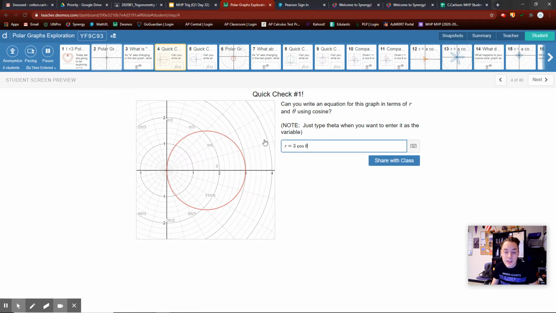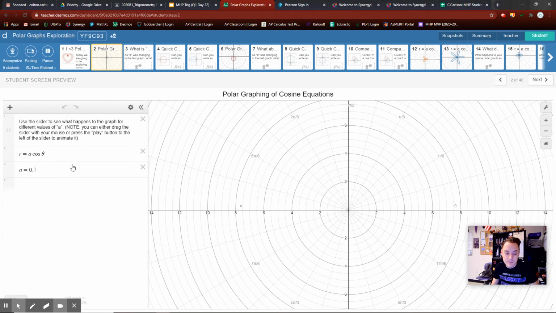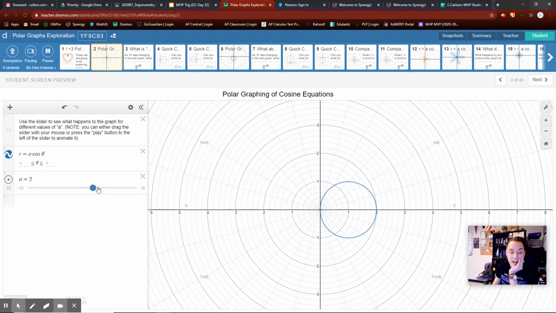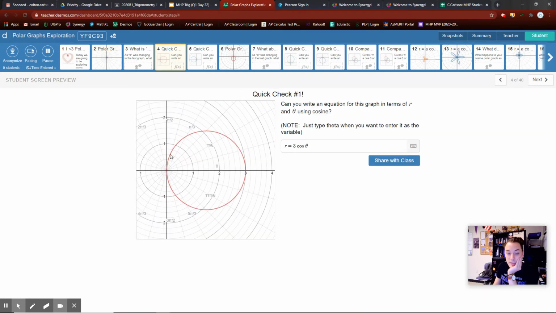If you need to, go back to the second slide and play around with it. Notice when I put 2 here, where did it head to? 2. If I do 10 here, where does it go? 10. So when you're going through your quick check, do you think this would be correct? I probably think so.